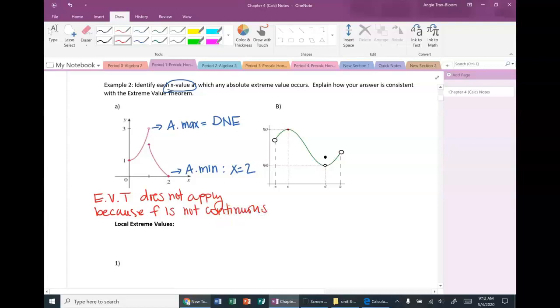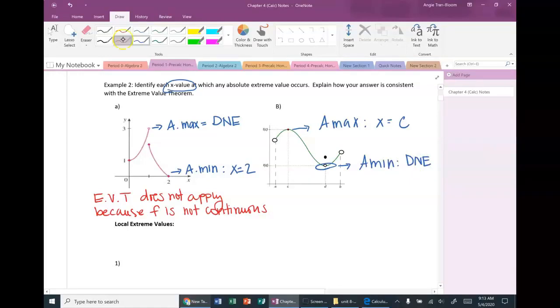Okay, let's try B. In B, we can find an absolute max because I can see this is the highest. Remember it's looking for the x value, so the absolute max is at x equals c. Then let's look for the lowest y value. When we look at the lowest y value, it's an open circle. So the absolute min does not exist.